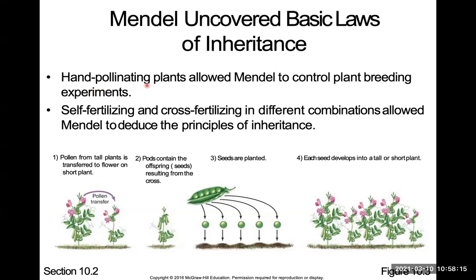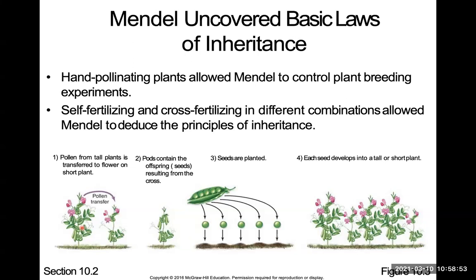Hand pollinating plants allowed him to control plant breeding experiments. He just took some pollen from here and brushed it onto this plant. So he did hand pollination. Self-fertilizing would be just the same plant getting fertilized, with no cross-fertilization. Different combinations allowed him to deduce the principles of inheritance, which means he was able to get the purebred. If you keep doing self-fertilization over and over, you're going to get a pure breed, or pure plant.